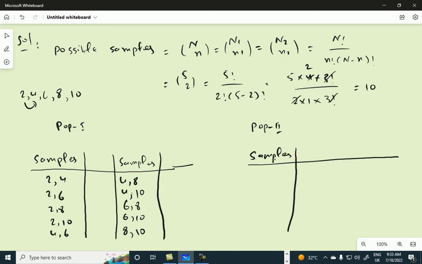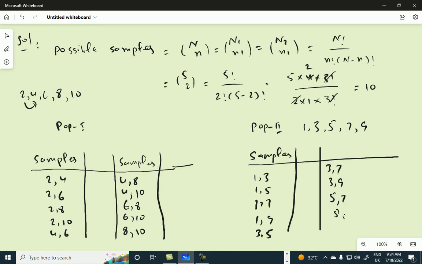Similarly, population 2 is 1, 3, 5, 7, 9. The samples are 1,3; 1,5; 1,7; 1,9; then 3,5; 3,7; 3,9; then 5,7; 5,9; then 7,9.